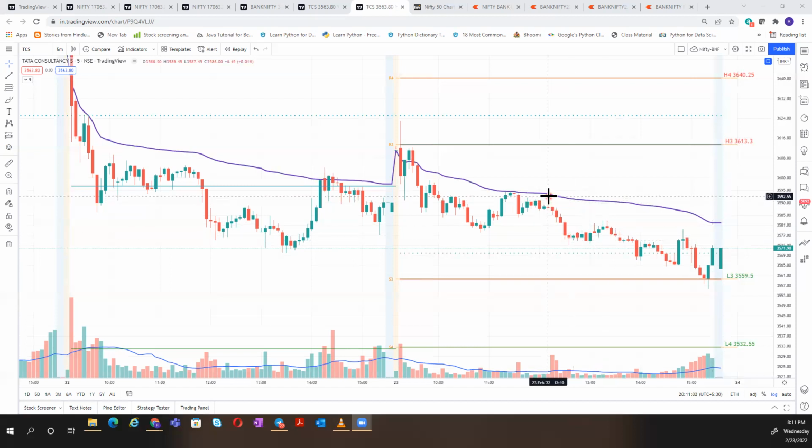Now, anything above this VWAP line which I have plotted, above VWAP, it is considered as buying. Below VWAP, it is considered as selling. That's all the gist of it.